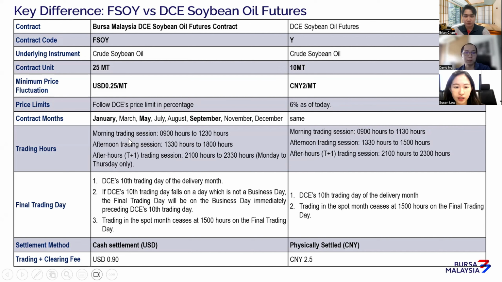Trading hours, we have slightly longer trading hours compared to DCE because we provide an opportunity to trade with FCPO when the CPO market is open, but DCE markets are closed. Final trading day, we take the same day as DCE's final trading day and settle with their final settlement price. And we are cash settled, they are physically settled. Our trading fee from the exchange is 90 US cents, 0.9 US dollar, compared to DCE's 2.5 yuan. Take note that this is the exchange levy, so you have to take into account the brokerage from the broker as well.